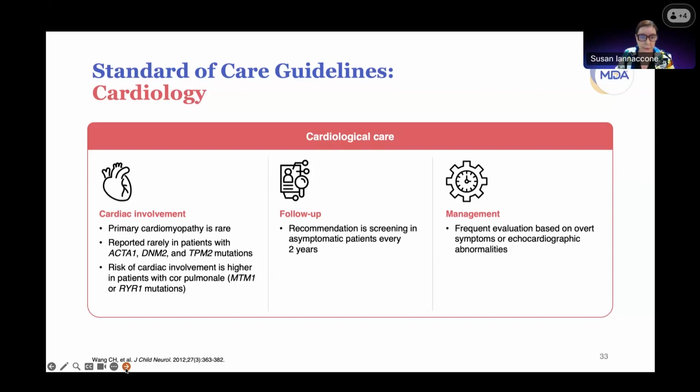So we look specifically for ACTA1, dynamin 2, and TPM2 mutations. The cardiac involvement incidence is a little bit higher in MTM1 and RYR1. The recommendation is for screening asymptomatic patients every 2 years. And then we rely heavily on the pediatric cardiologist who specializes in neuromuscular disorders to tell us how often the patient needs to be seen once they identify a problem. Next.